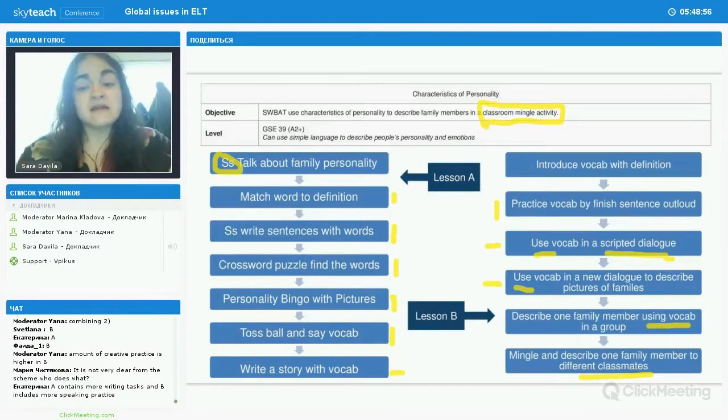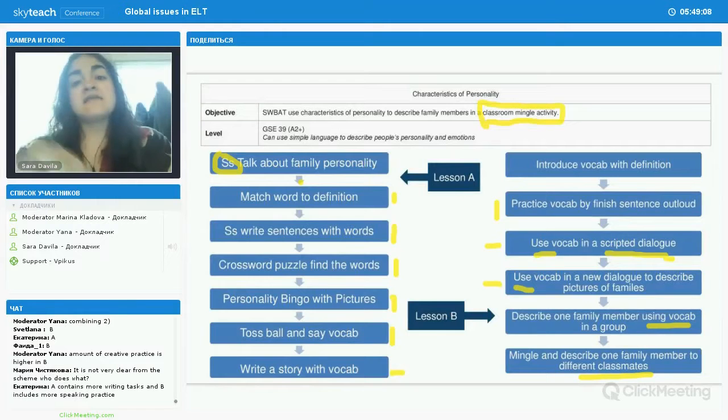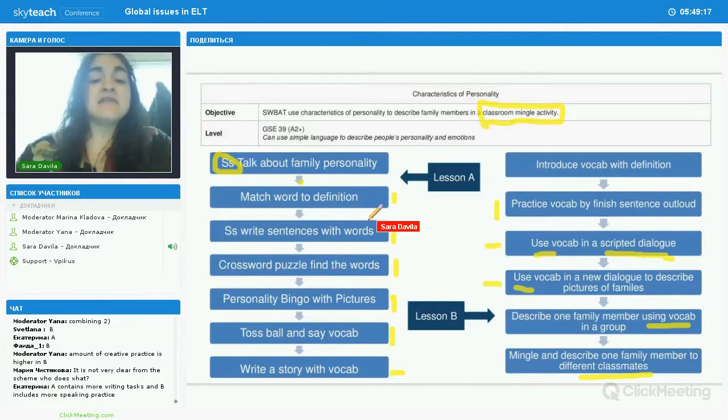At this point in the lesson, because I've built every activity after my clarification activity for use, I can feel fairly confident that my students will be able to be successful in that mingle activity. So the purpose of the activities should always be driving towards my goal or my objective, and in this case that objective was use.